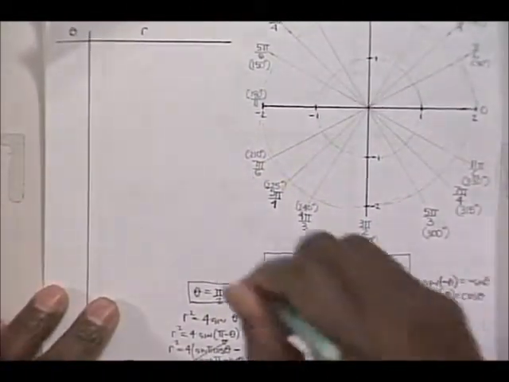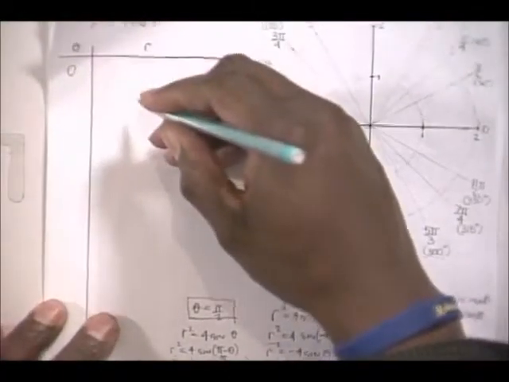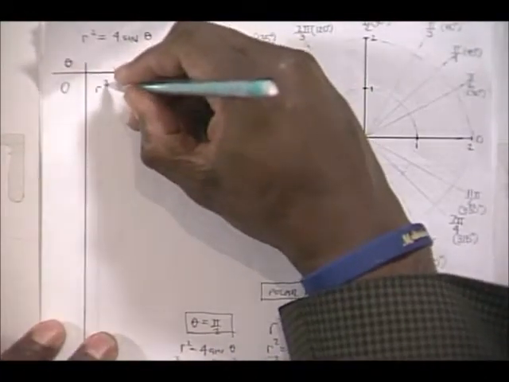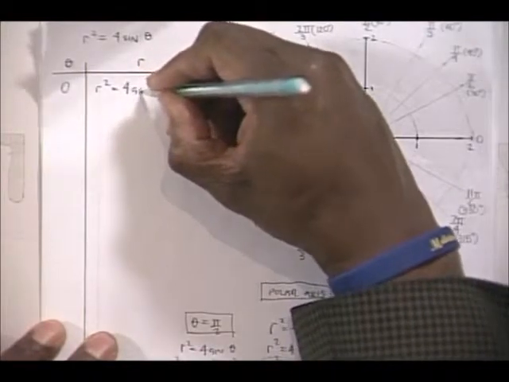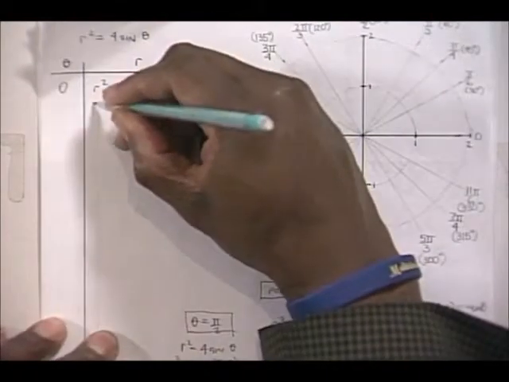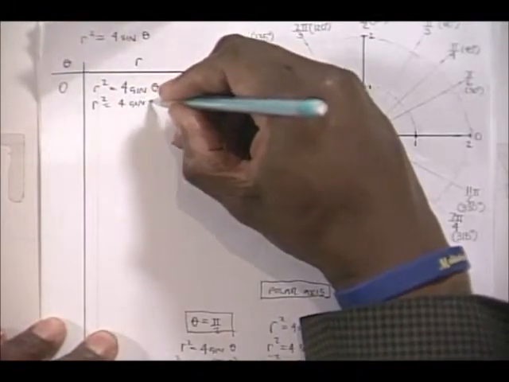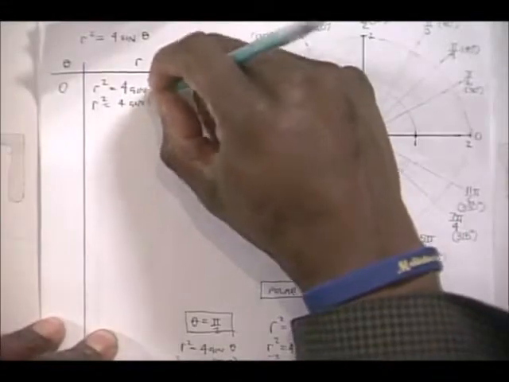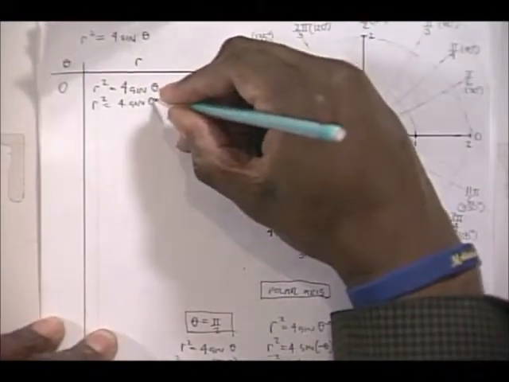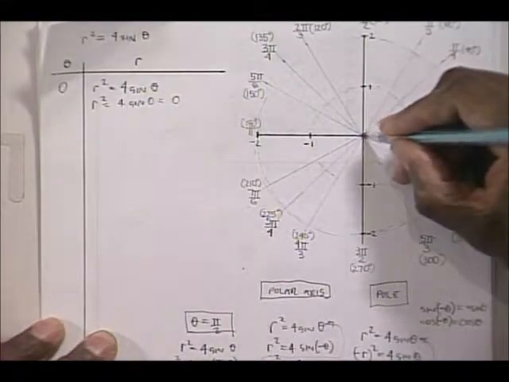You can begin the sketching process by plotting a series of points. Let's substitute in 0 into r squared is equal to 4 sine theta. We get r squared is equal to 4 sine of 0. Sine of 0 is 0, and you get 0. The square root of 0 is 0. So you're going to plot the point 0, and the radius is 0. So you're just really plotting a point at the origin.